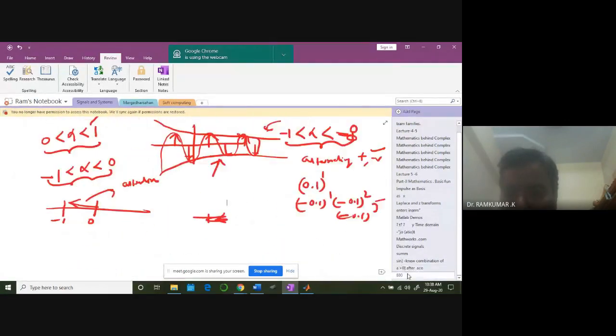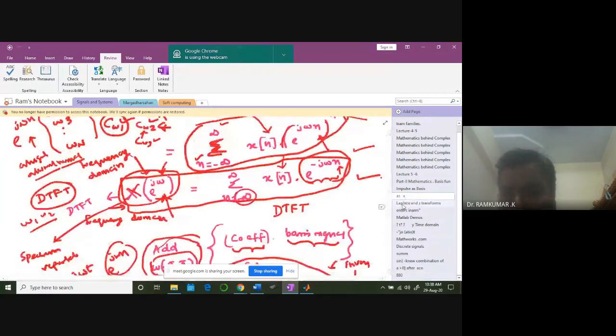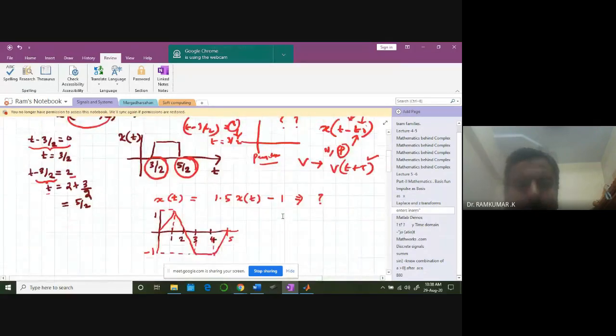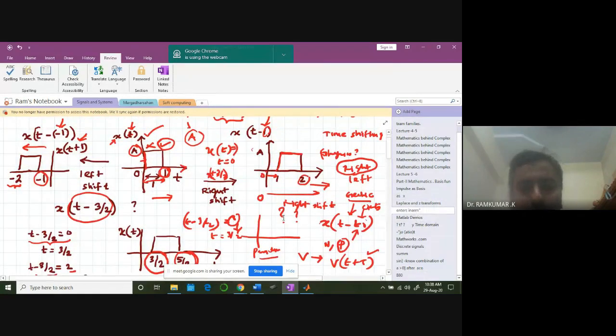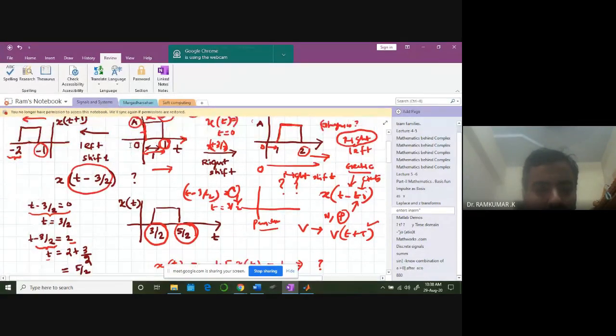We discussed this. Complex expressions, Laplace. We also had discussed about these particular signals. I made one small mistake in that class. If you look at this case, I said x of t minus 3 by 2, na? So this is all right. But this one is 1.